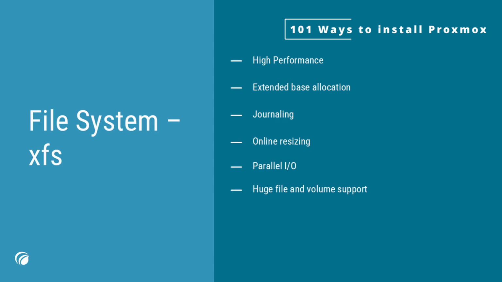XFS is designed for high performance with large files and heavy I/O. The extent-based allocation reduces fragmentation by allocating large chunks of disk space at once. The journaling keeps a log of metadata changes to protect against file system corruption after a crash. The online resize allows you to grow, but not to shrink, the file system when it's in use. The parallel I/O allows its multi-threaded design to perform well on multi-core systems.